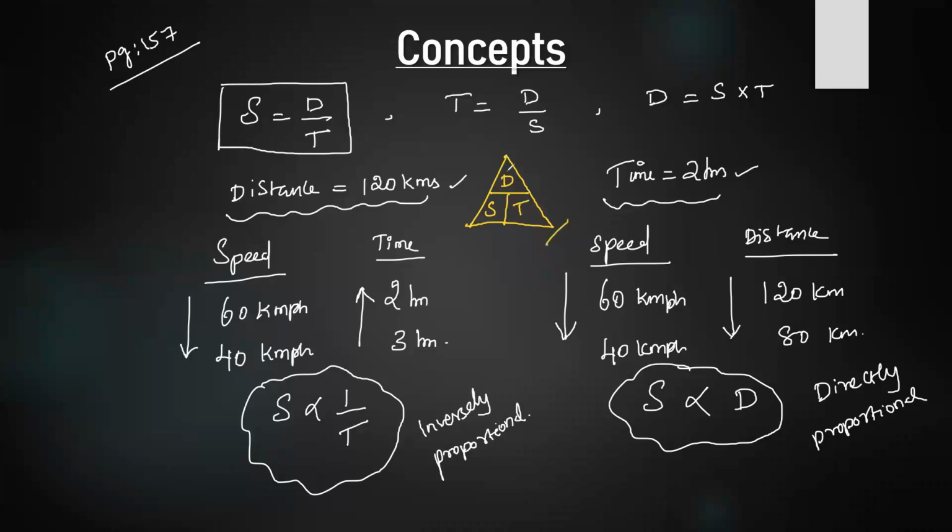Okay. So clear, the basic relation between time, speed, and distance. The speed is inversely proportional to time, and speed is directly proportional to distance. Is it clear? This is the first formula.